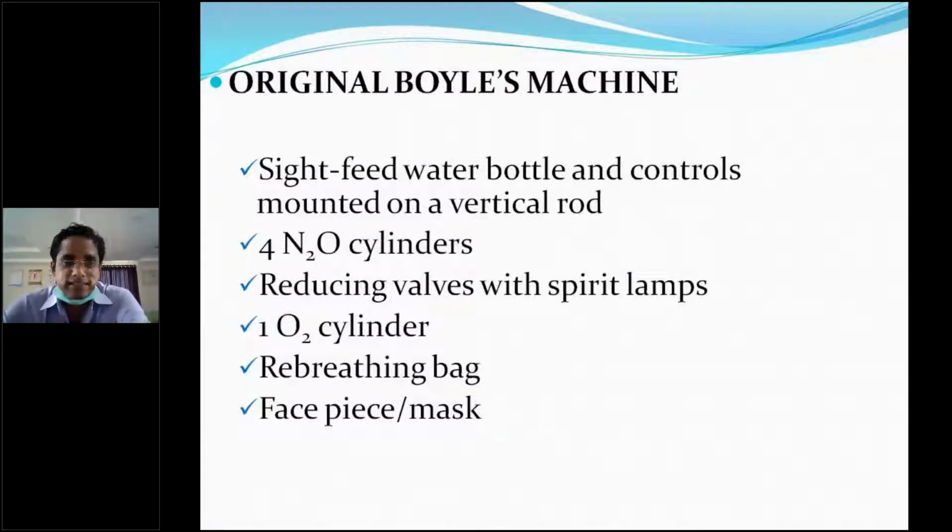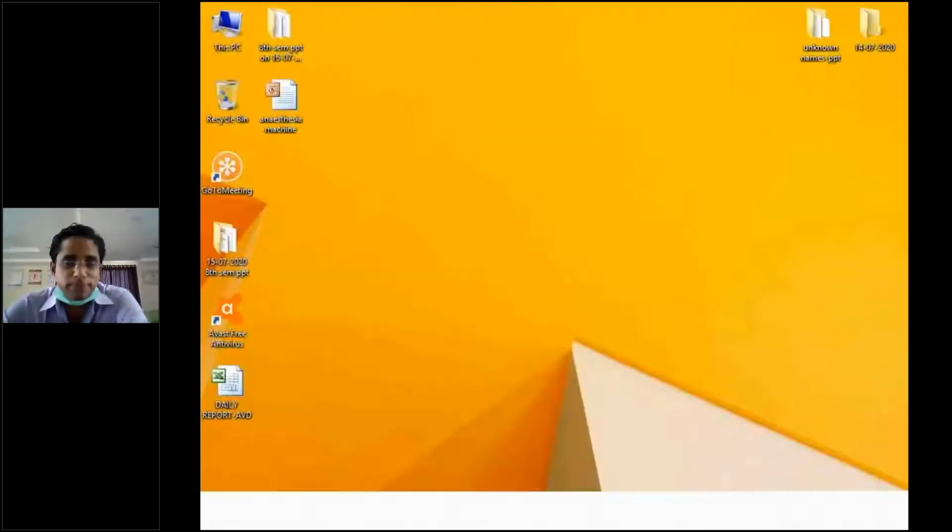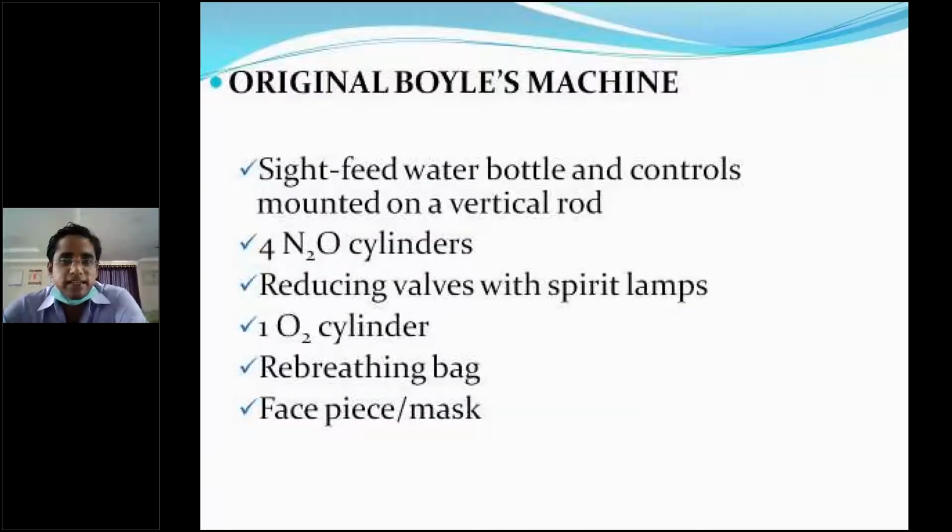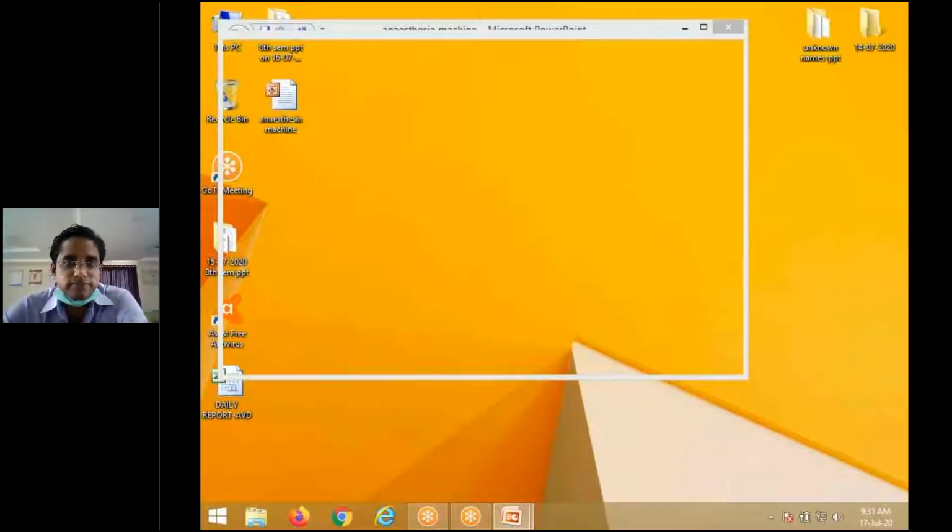So it has these components in it, which are there even on today's Boyle's apparatus. They are the 4 nitrous oxide cylinders, the reducing valves with the spirit lamps, which are not there now, 1 oxygen cylinder, a rebreathing bag, and a face piece mask.